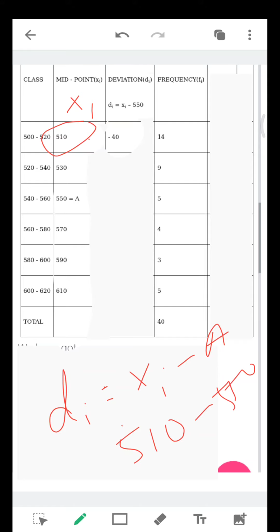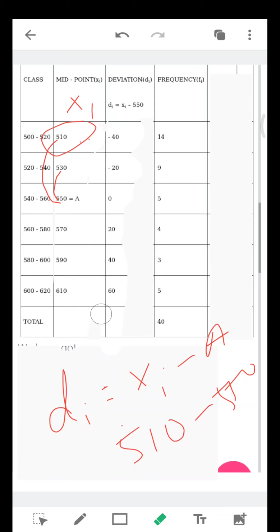530 minus 510 minus 550 is minus 40. Then 530 minus 550 is minus 20. Then 550 is only xi here. 550 minus 550 will be 0. Then 570 minus 550 will be 20. Then goes on 590 minus 550.